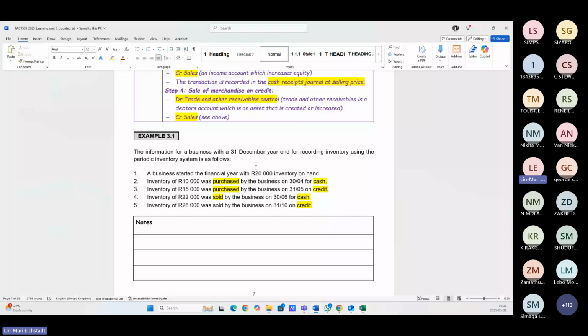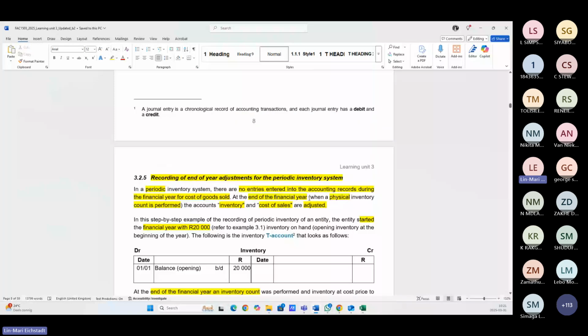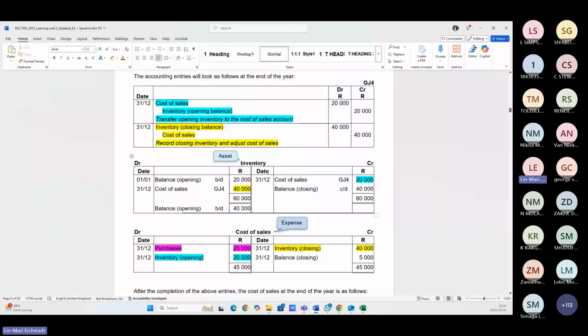So when the year began, given this is a 31st of December year end, on 1 January you had 20,000 worth of stock in your store. And to enable us to determine what our cost of sales is at year end, we always clear our inventory account to cost of sales. So the 20,000 is an opening balance of your inventory account. That is the stock you had.